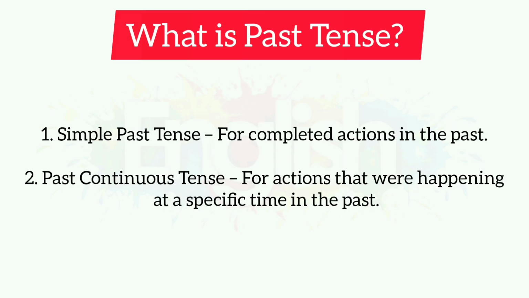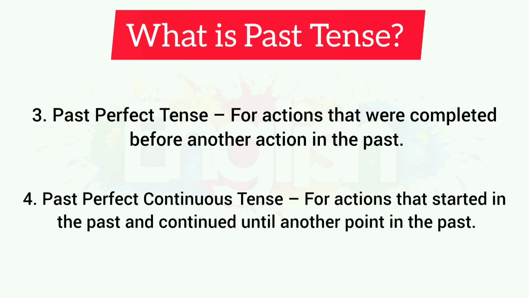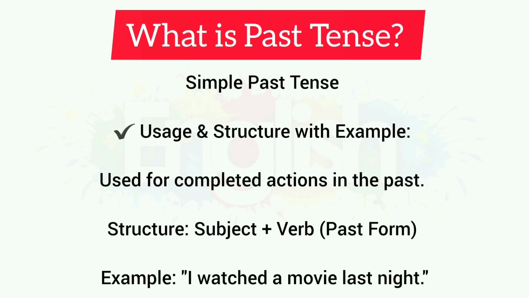1. Simple past tense, for completed actions in the past. 2. Past continuous tense, for actions that were happening at a specific time in the past. 3. Past perfect tense, for actions that were completed before another action in the past. 4. Past perfect continuous tense, for actions that started in the past and continued until another point in the past. Now, let's break down each type one by one. Simple past tense.